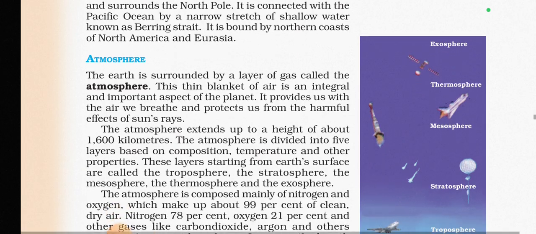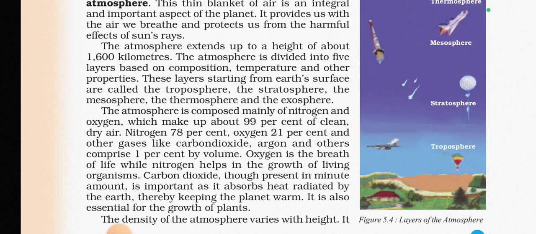The atmosphere is composed mainly of nitrogen and oxygen, which make up 99% of clean dry air. Nitrogen is about 78% and oxygen about 21%, and other gases like carbon dioxide and argon comprise 1% by volume. Oxygen is the breath of life, while nitrogen helps in the growth of living organisms. Carbon dioxide, though present in a minute amount, is important as it absorbs the heat radiated by the earth.